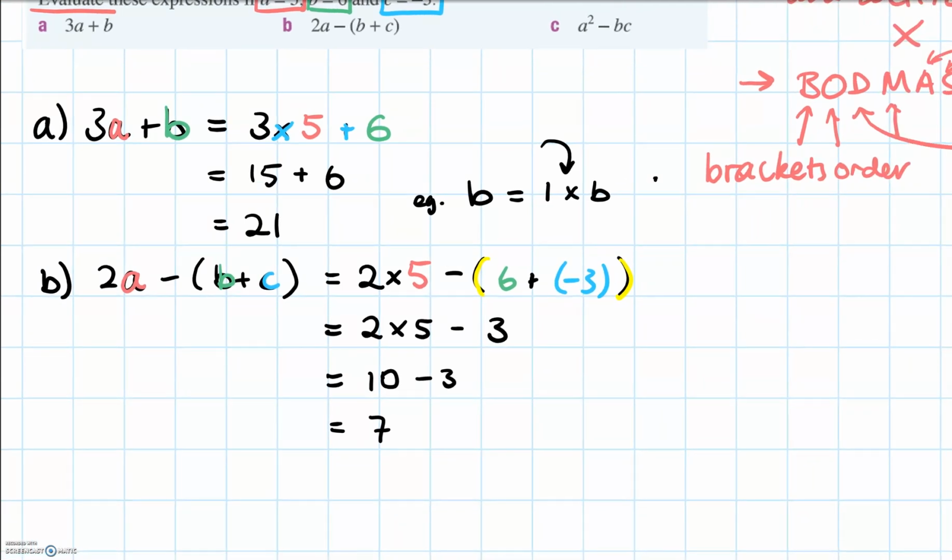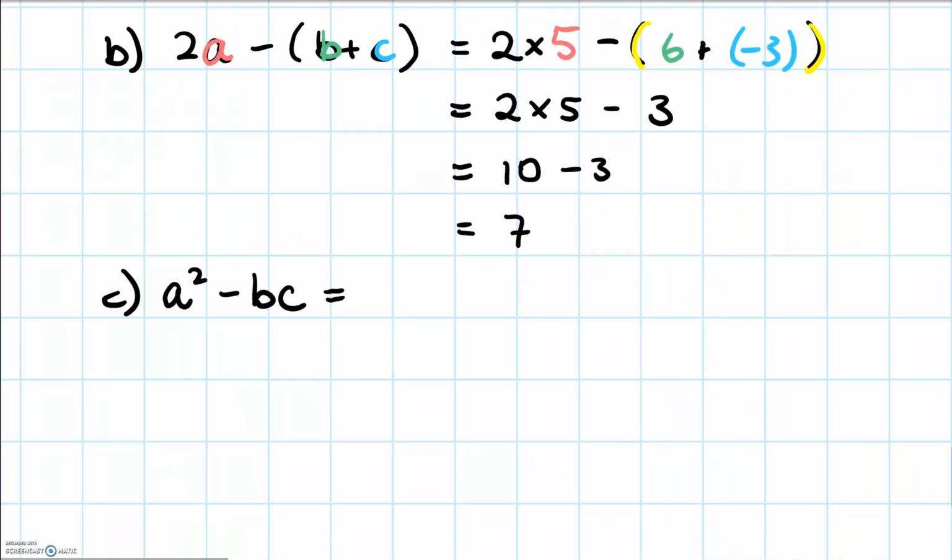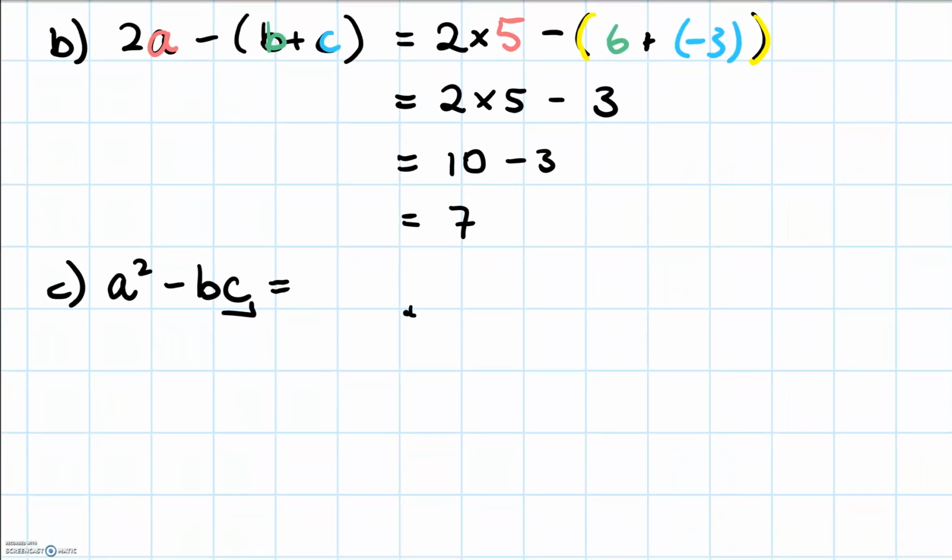Now the last one I'm going to write here, C, for example, I've got a squared minus bc. Now, a note here, just like we had before, when you see something like this, bc, just like we did with our coefficients, this is just the same as writing b times c. Another note is when you square a number, that's the same as doing a times a. There's a button on your calculator that actually helps you do this squaring, but in case you forget, a squared is just a times a.